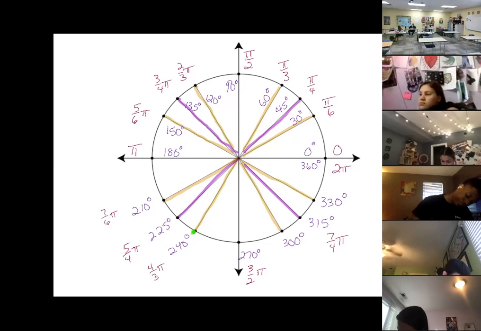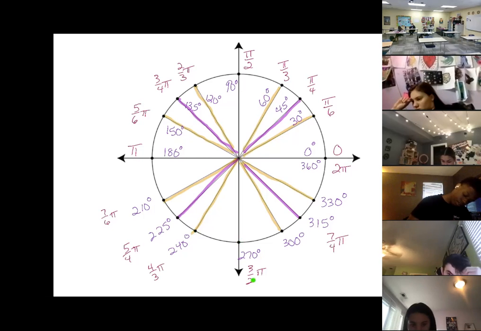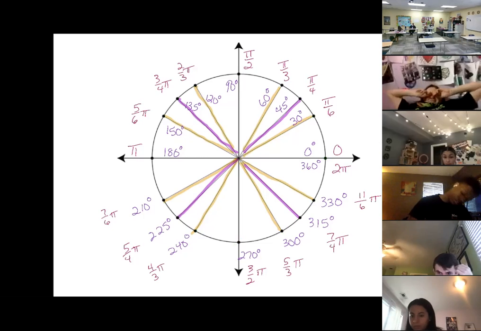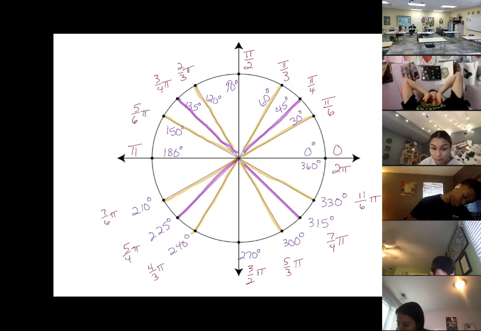Okay, so that was 8/6. 9/6 is 3/2. 10/6. What does 10/6 reduce to? 5/3. All right. 11/6. So here at 330 degrees, it's 11/6 pi. And then here we'd be at 12/6, which is 2 pi.